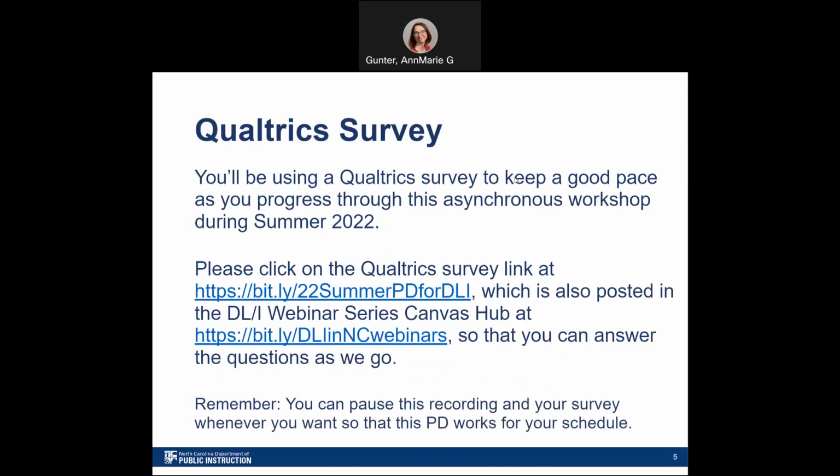The asynchronous workshop today will use a Qualtrics survey. This will allow you to keep the pace you want as you progress through the asynchronous workshop for this summer. You can click on the Qualtrics survey link at the bit.ly you see on the screen, bit.ly/22summerpd for DLI, which is also posted in the DLI webinar series Canvas Hub at bit.ly/DLIwebinars. This will allow you to answer the questions as you go, and that space in the DLI webinar series Canvas Hub also has links to all of the TEL domain documents and the tools and resources that we're using, as well as some hyperlinks that will be of use to you throughout.